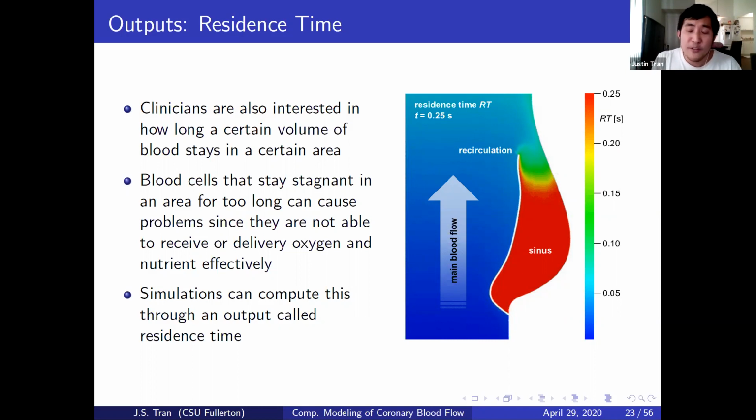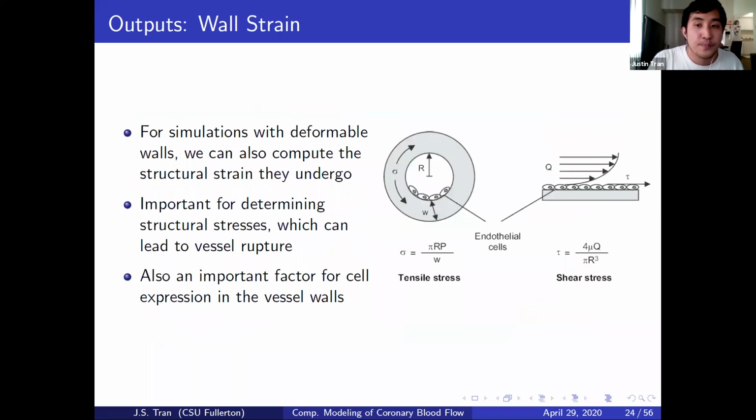So blood clotting is great for healing wounds, but you don't want your blood to clot in the middle of your blood vessel, because that'll cause a blockage, and that's really bad. From simulations, we can compute what's called the residence time, how long the blood is staying in one spot, so we can actually go in and do an intervention if we need to.